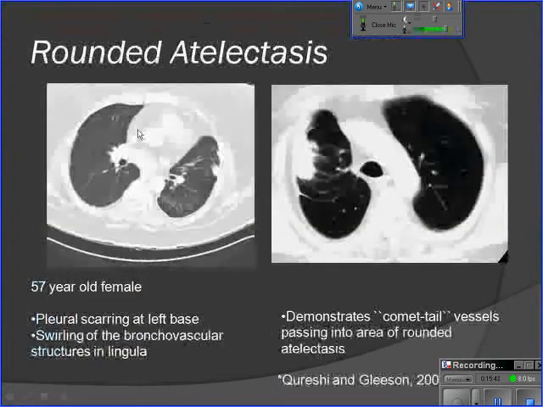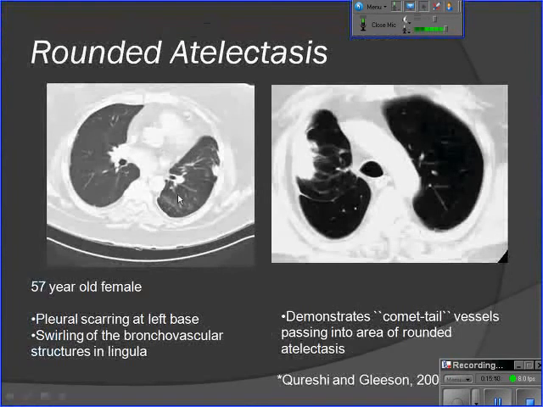Alright, so this is an example from our institution on the left, and then an example from the literature. So this is a 57-year-old female, and she had some pleural scarring and thickening at the left base and in the region of the lingula. And so you can see that there is this rounded opacity here abutting the pleural surface, and it's abutting an area of pleural disease. And then faintly you can sort of see the swirling of the bronchovascular markings as well. This is in the lingula.